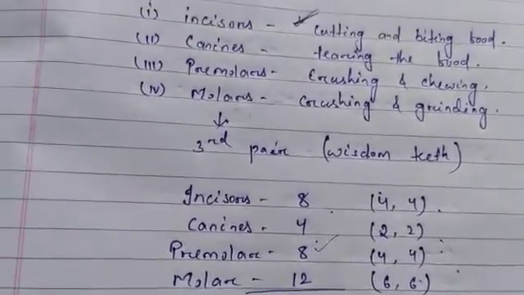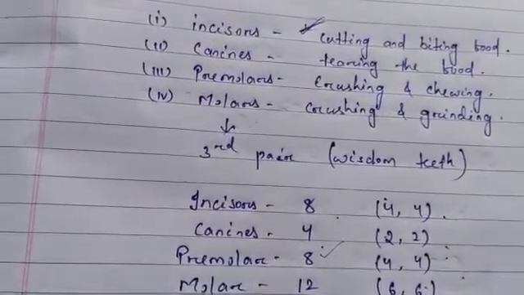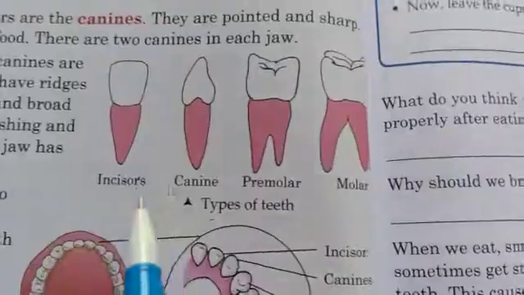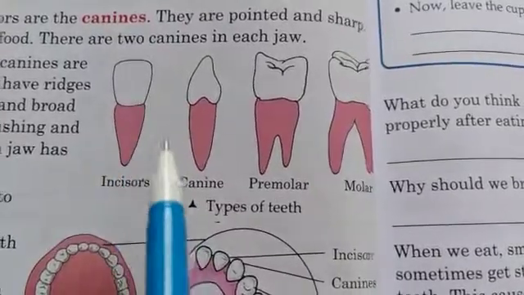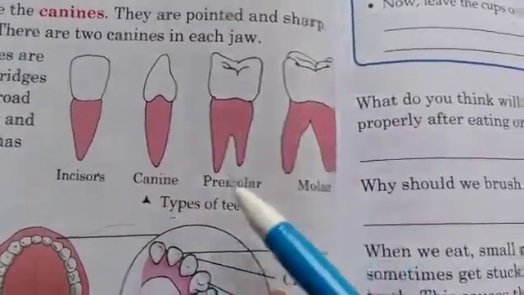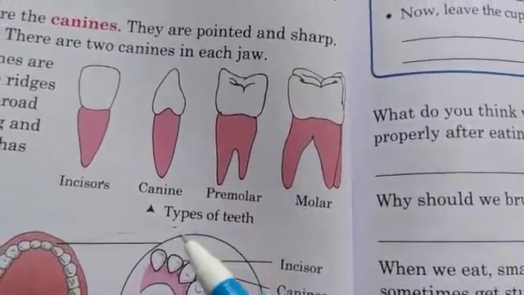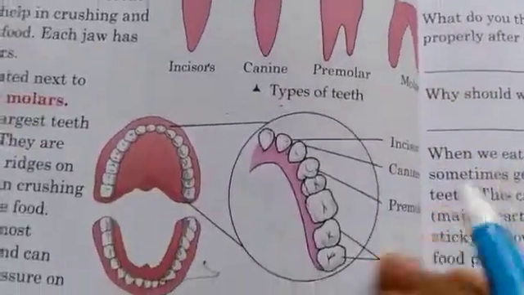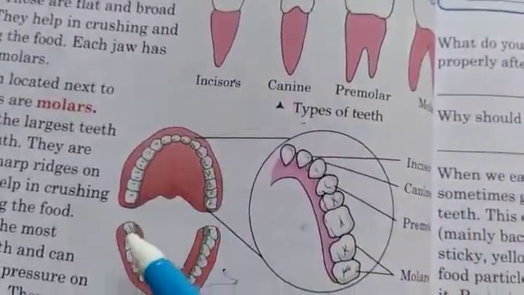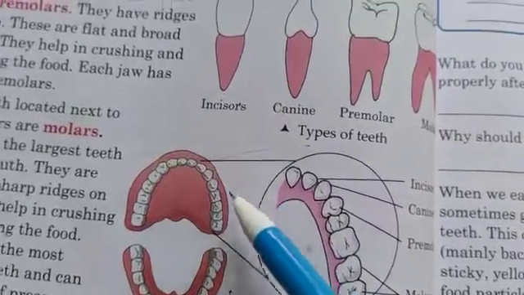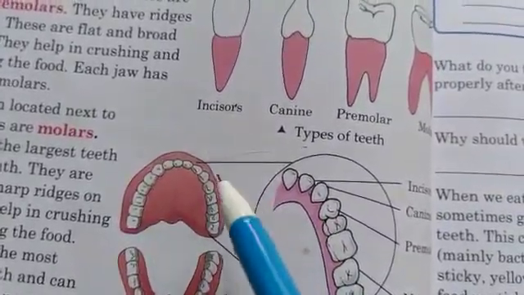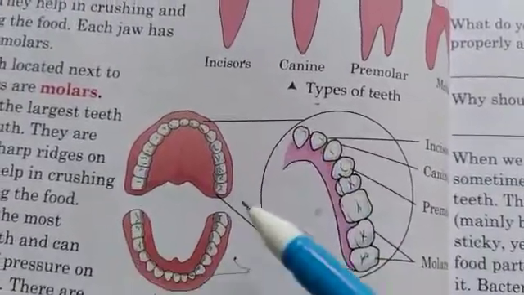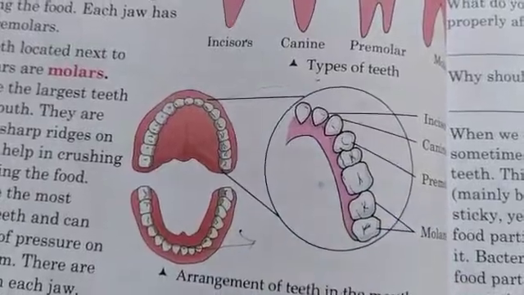Now you can see that incisors, canines, premolars and molars have different shapes. They have a unique shape of their own. This is our incisor, this is our canine, this is the premolar, and this is the molar. Each of the teeth has a unique shape. This is our upper jaw and this is our lower jaw. The teeth are arranged as incisors, then canine, premolar and molar. In total, 16 in the upper jaw and 16 in the lower jaw. So 32 teeth are there in total.